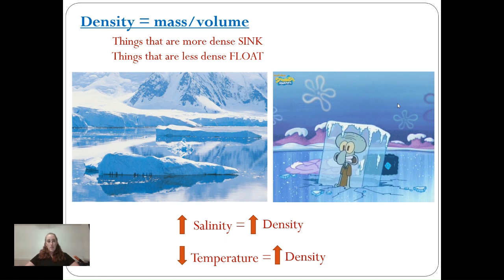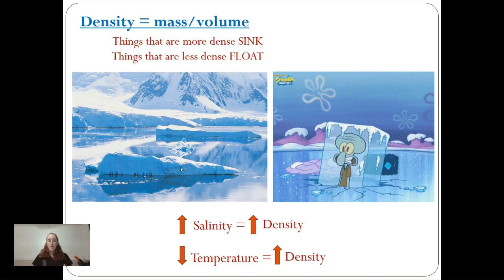So to put everything together, density is a measure of mass over volume. Things that are more dense are going to sink, and things that are less dense will tend to rise or float. The reason that Squidward here is bobbing up and down in this ice cube is because the ice is less dense than the liquid water. Same thing as an iceberg. The iceberg ice is less dense than the liquid water, so it floats.